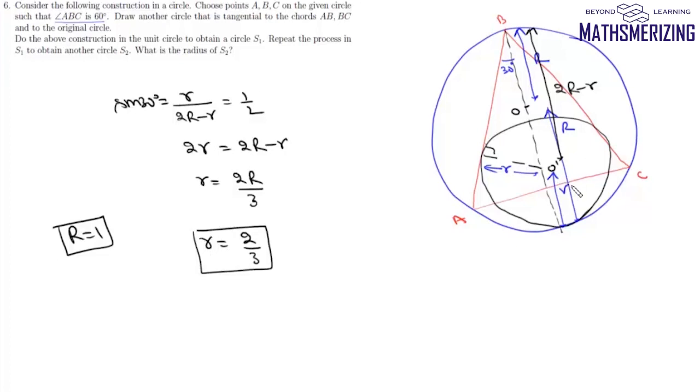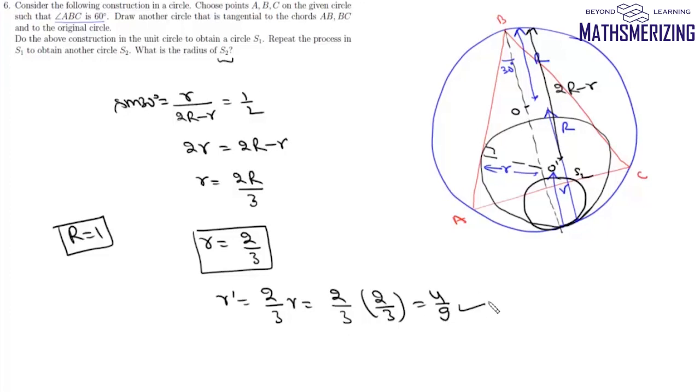Now if the process is repeated again, then for that also this equation will be valid. So then we can write r dash will be equal to 2 by 3 r. Then it will be 2 by 3 into 2 by 3, and that is 4 by 9. So the radius of this smaller circle S2 is 4 by 9 units.